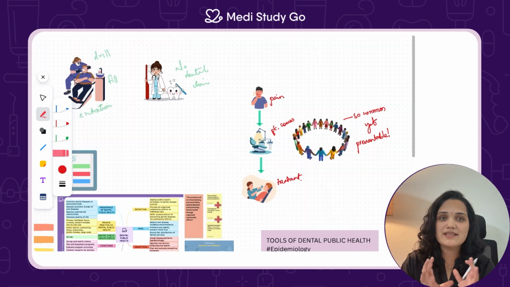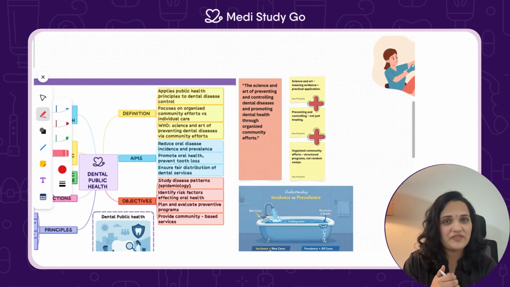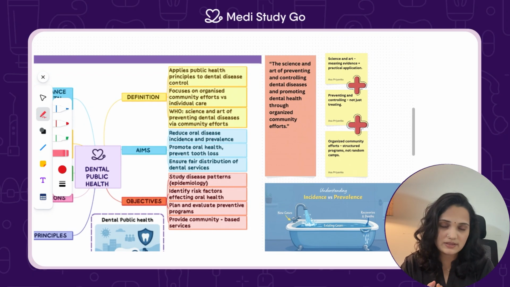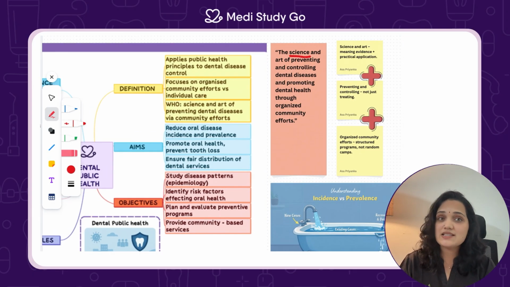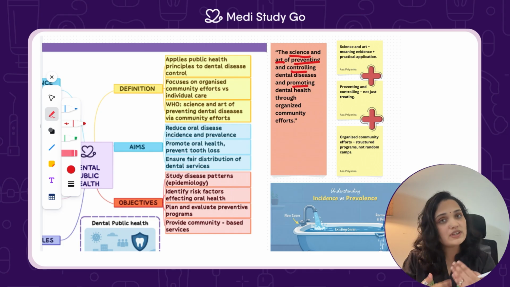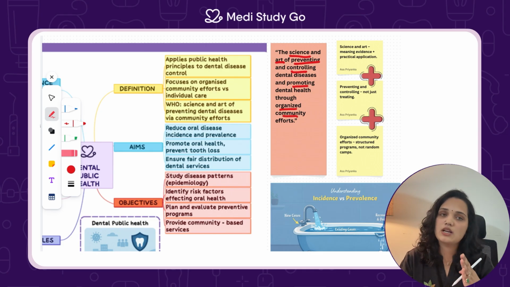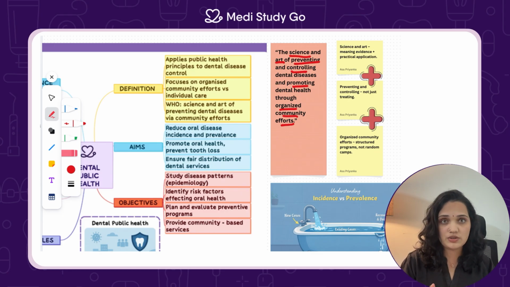Now coming to some exam gold. What is the definition of dental public health? It is the science and art of preventing and controlling dental diseases and promoting dental health through organized community efforts. Don't memorize this blindly. Let's break it down like an examiner would.